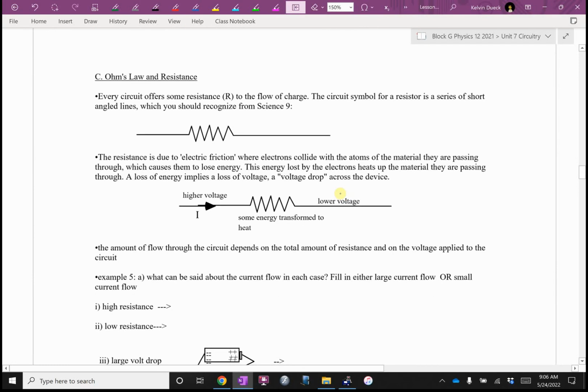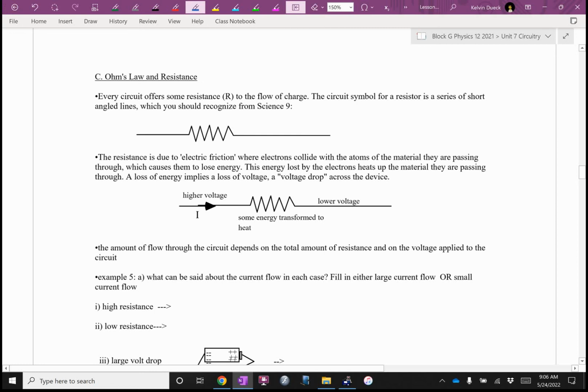That brings us to Ohm's law, named after a scientist whose last name was Ohm. Every circuit offers some resistance to the flow of charge. The circuit symbol for a resistor is a series of short angled lines, which you should recognize from Science 9 or Science 10, or maybe not, depending on COVID and whether or not they got to it.